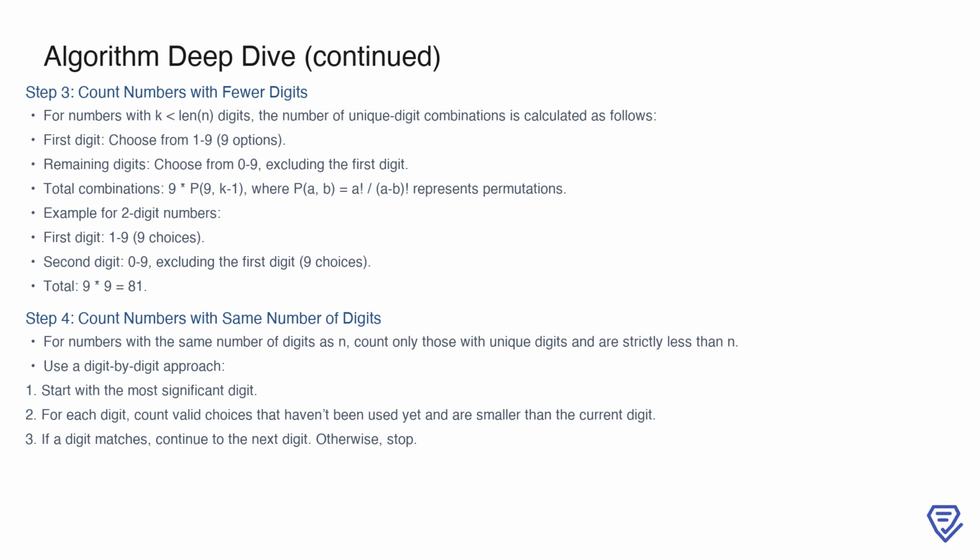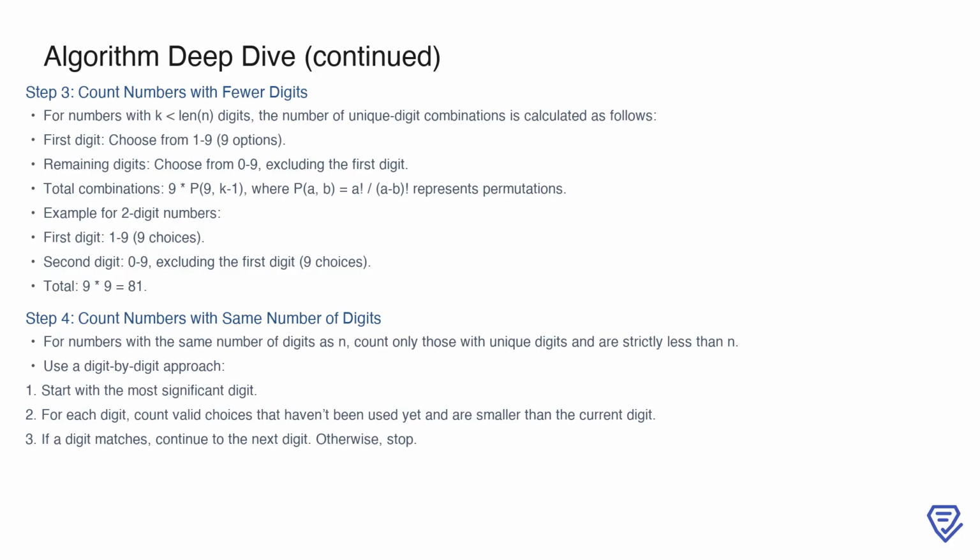For instance, let's consider 2-digit numbers. The first digit has 9 choices, and the second digit also has 9 choices because it can be any digit except the first one. This gives us a total of 9 times 9, or 81 unique 2-digit numbers. Using this approach, we can count all numbers with fewer digits than n that have unique digits.